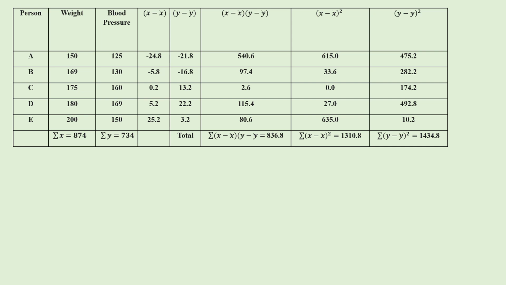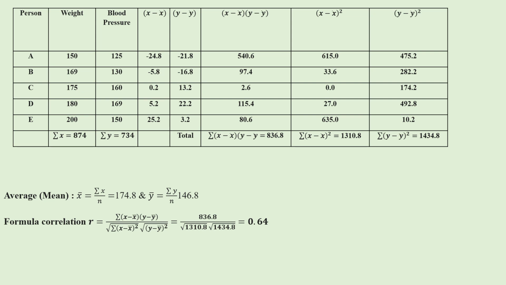So summation of all those things, you will get summation x minus x bar into y minus y bar is equal to 836.8. Similarly, third column square, 615, 33.6. Then adding all those things, summation x minus x bar square is equal to 1310.8. Then fourth column square, y minus y bar square, 475.2, 282.2, etc. So summation of all those things, summation y minus y bar square is equal to 1434.8.